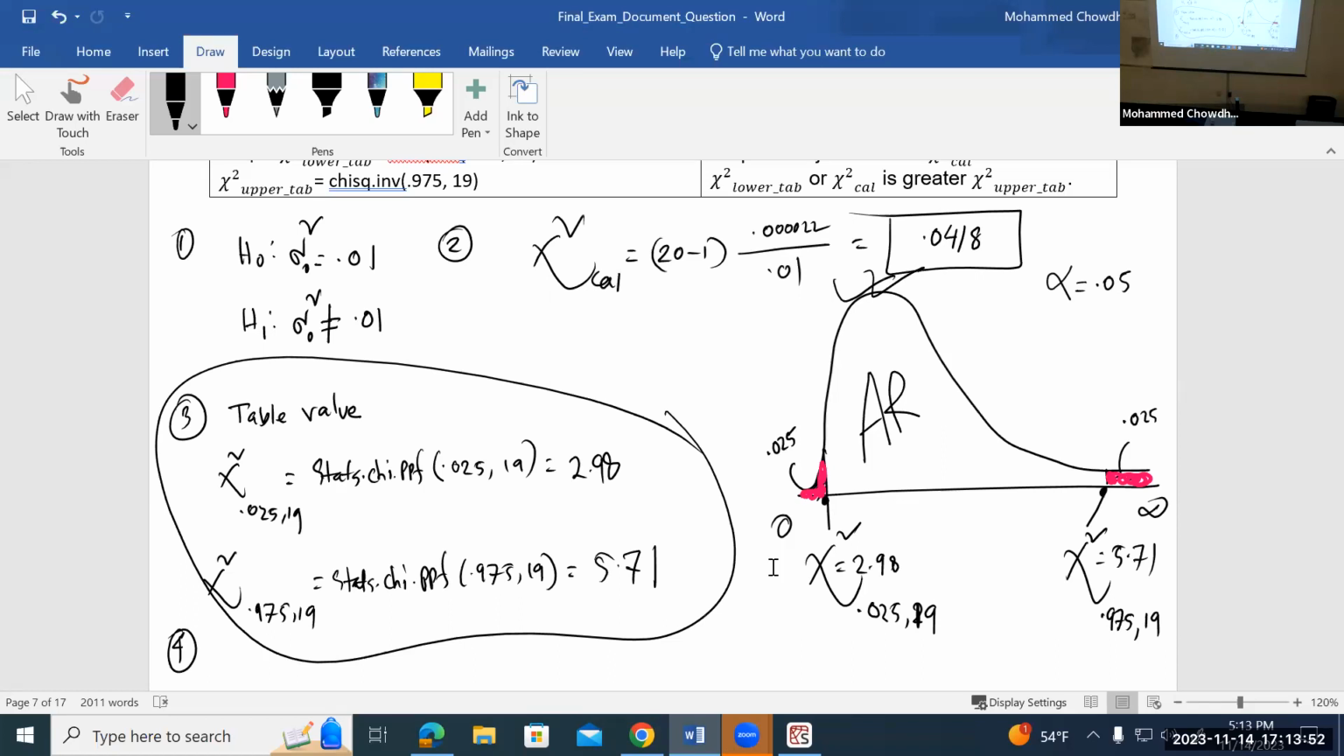Reject. Why reject? Because the calculated value falls in the rejection region, right? Calculated value 0.0418 falls in the rejection region. That is the rejection region, RR. And this 0.0418 falls in here, smaller than this. So that is why. You are okay?